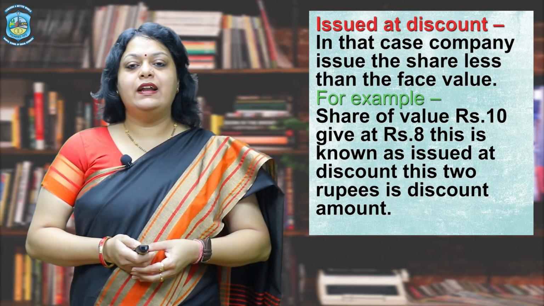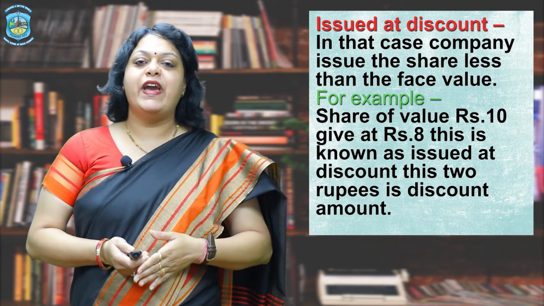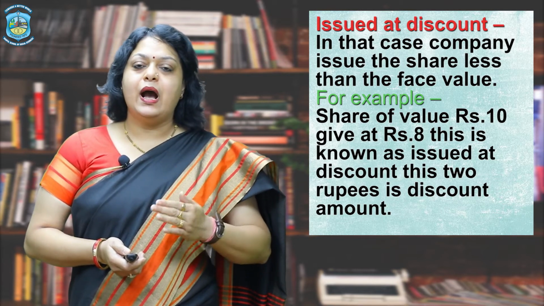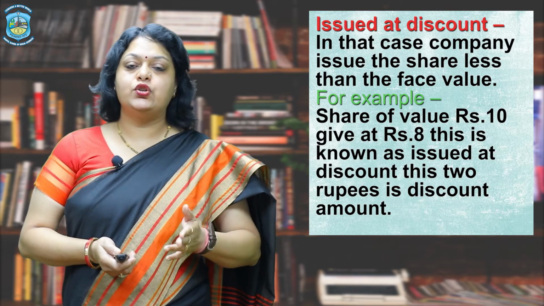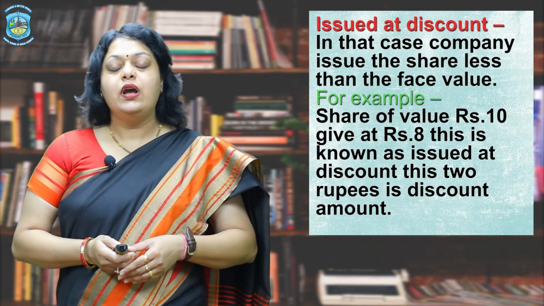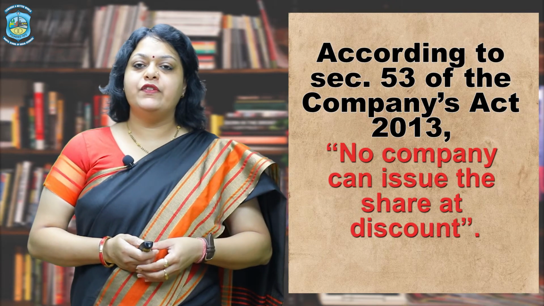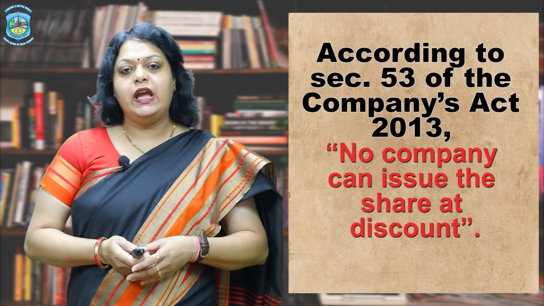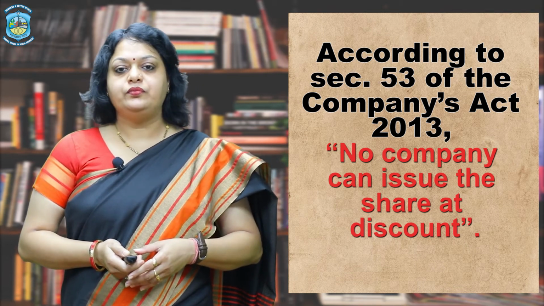Then we have issue at a discount, that is, less than the face value. Suppose the value of a share is 10 rupees and the company makes an issue at rupees 8. So, 2 rupees is a discount in this. This is issued at a discount, but earlier the company could issue shares at a discount, and now this is prohibited. According to section 53 of the Companies Act 2013, no company can issue shares at a discount now. Then we will start with the accounting entries.